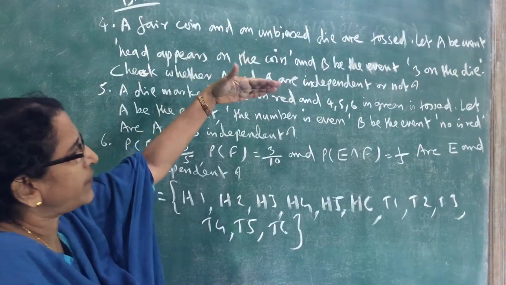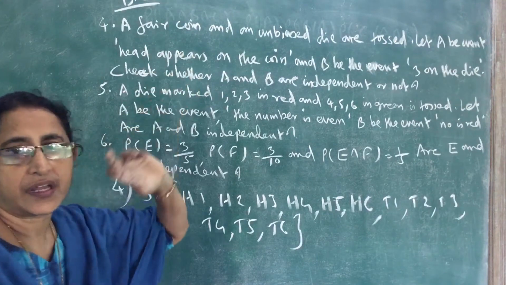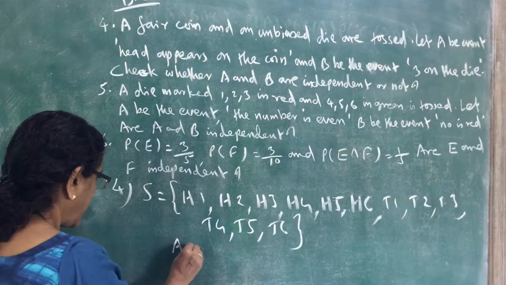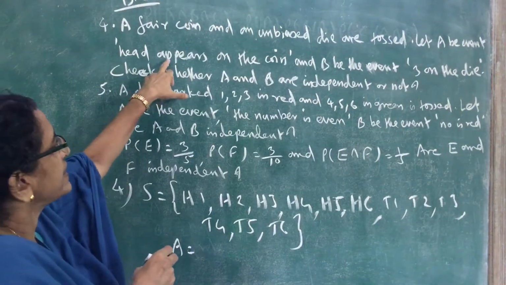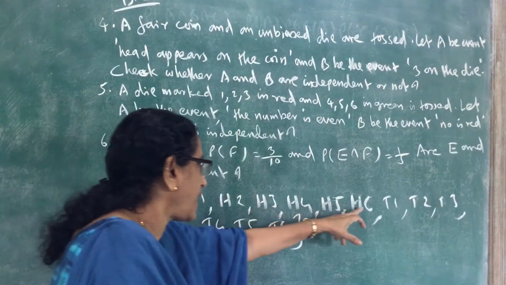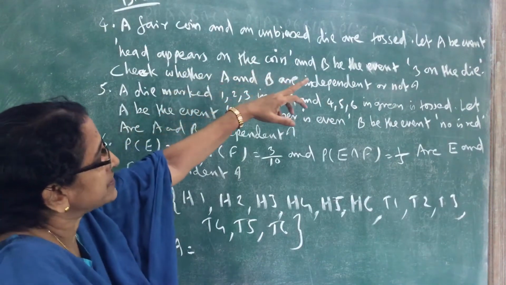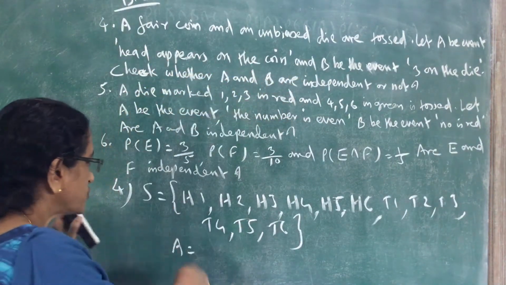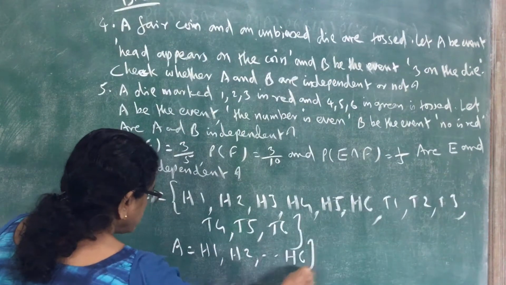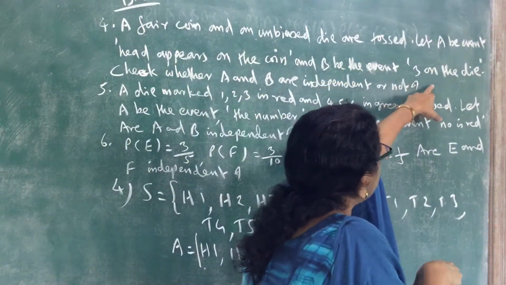Now, what are the events given here? A is the event, head appears on the coin. Head appears on the coin means H1, H2, H3, up to H6. These are the elements in which head appears on the coin. So we can write H1, H2, up to H6. That is A.